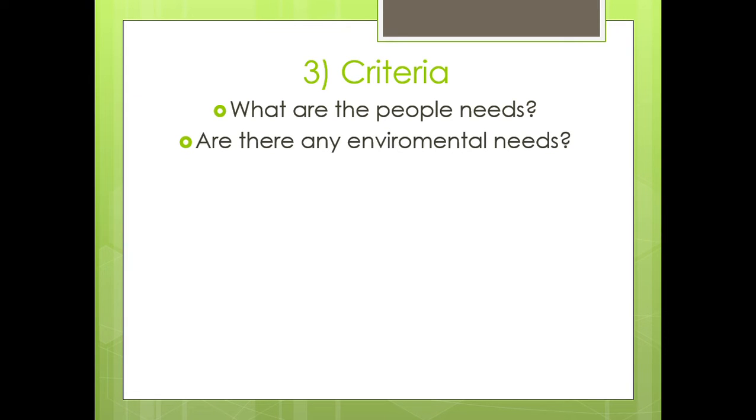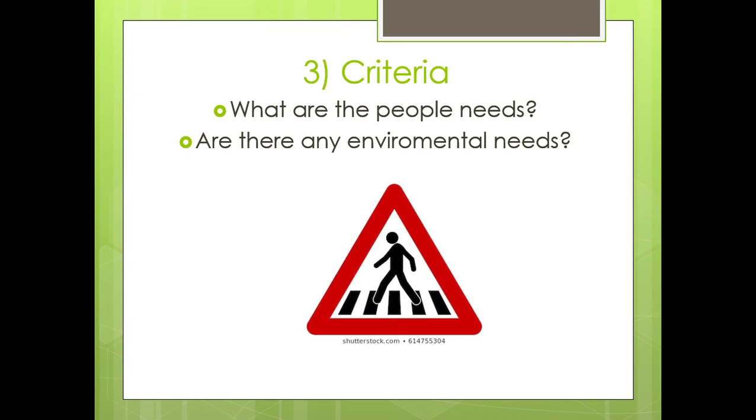Are there any environmental needs? And what I mean by this is, are there enough signs around the zone that actually communicate information to the drivers? Because probably they are speeding up because they haven't seen a pedestrian crossing sign around. Or they might be speeding up because there are no speed limits specified in signs like this one here.